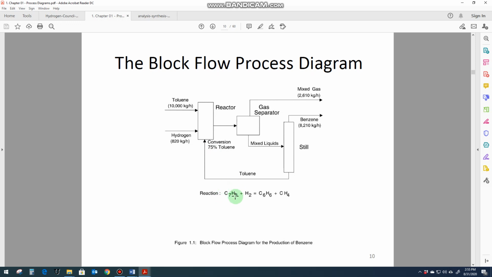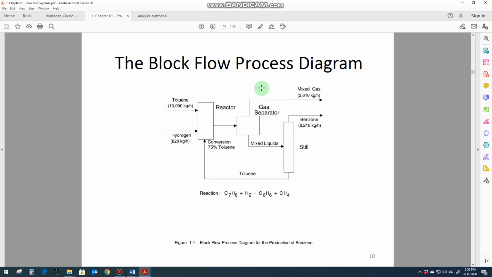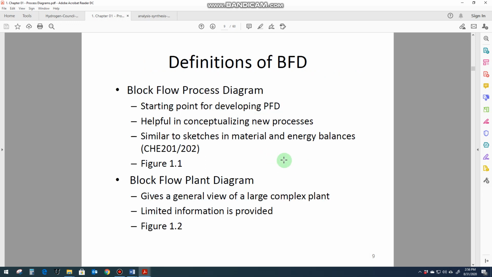Okay, so this is the reaction. The toluene is getting reacted with the hydrogen to give you benzene and methane. So this is a simple block flow diagram for producing benzene from toluene and hydrogen. Now, a block flow diagram gives you a general view of a large complex plant. It gives you the overall idea of which things are being reacted, which things are being separated, and if there is any requirement of the recycle.